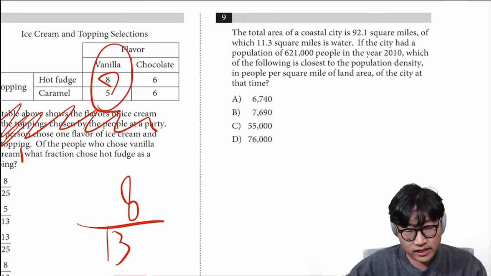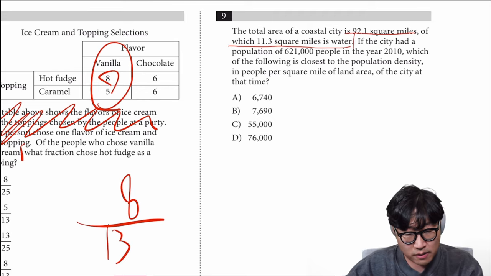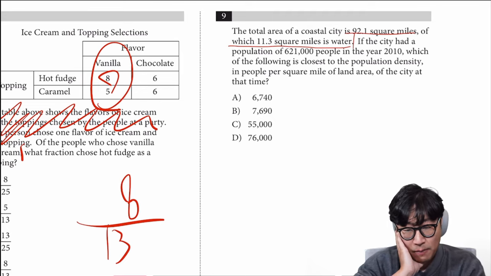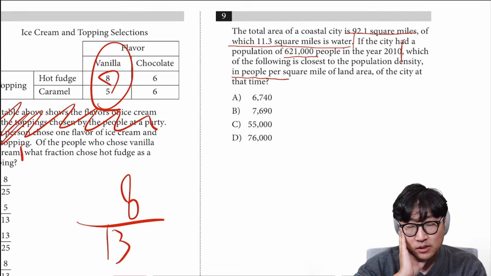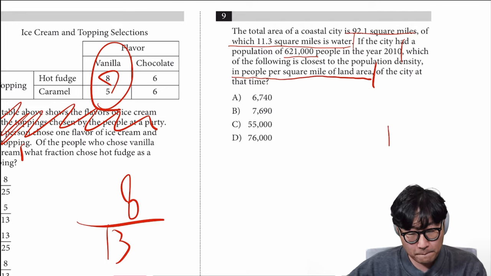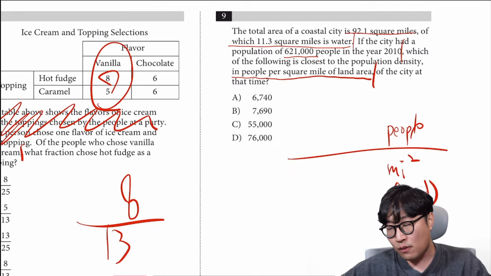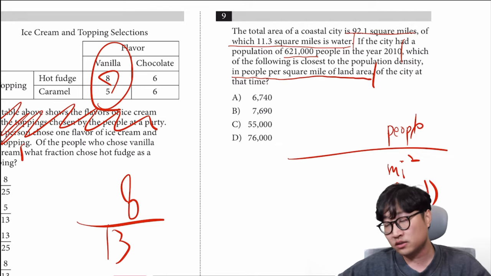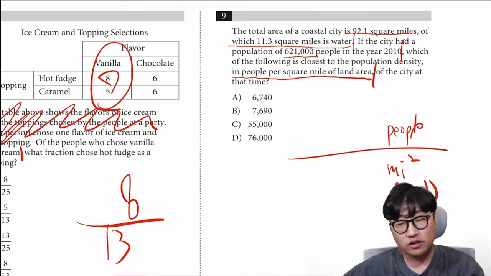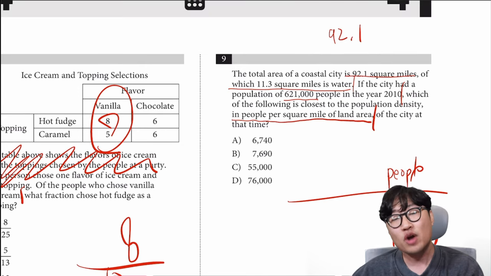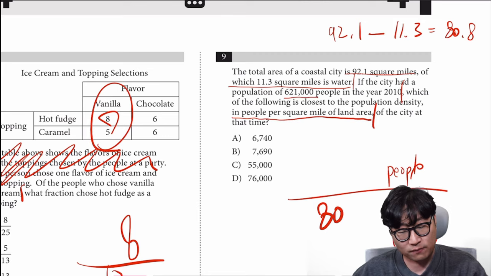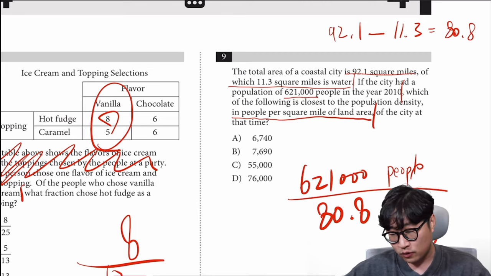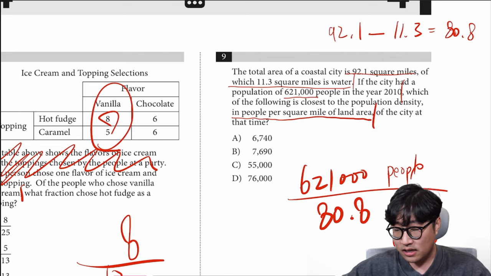Number 9. Total area of coastal city, of which 11.3 square miles is water. If the city had a population of 621,000 in the year 2010, which is the closest population density, in people per square mile of land area? So first of all, I want you to understand 92.1 is the whole entire coastal city. Of that, 11.3 is water. So what you've got to do is grab the 92.1 and subtract off that 11.3, because that's water. So 80.8 is the only land area. So that would fall right there, and 621,000 will fall right there. So 621,000 divided by 80.8.